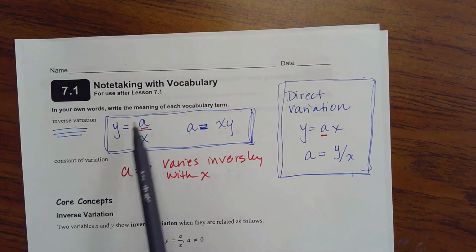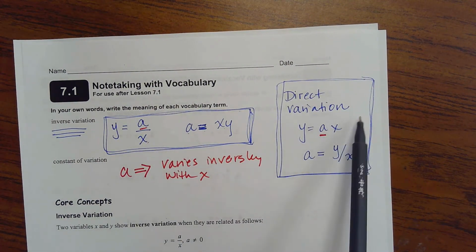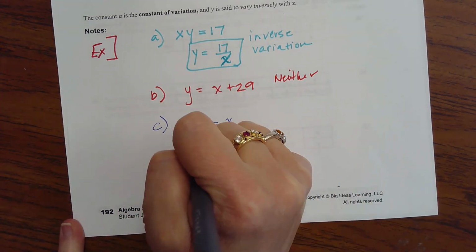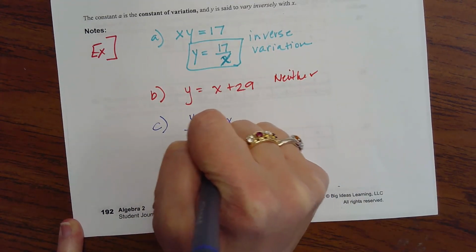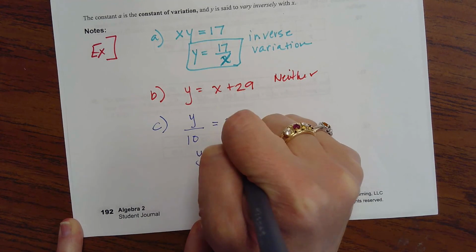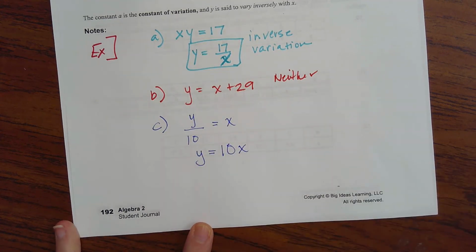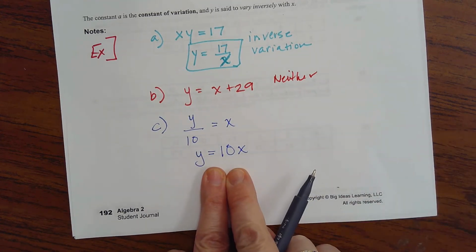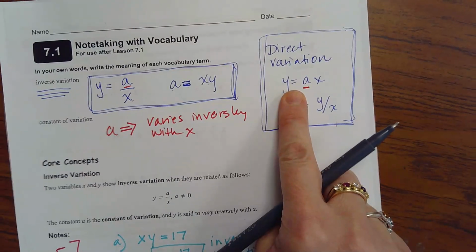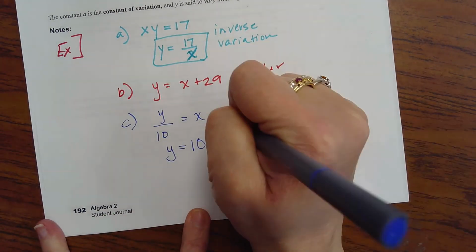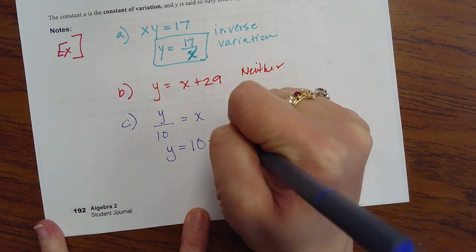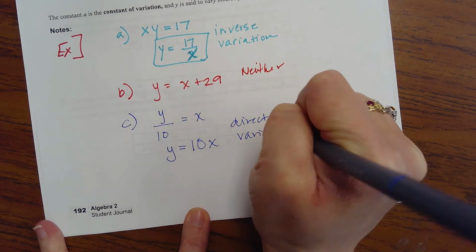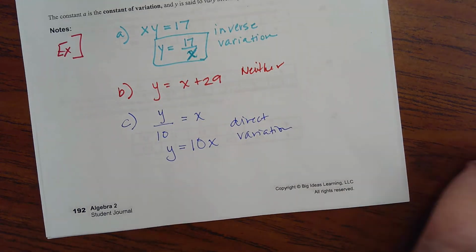A lot of times what I do is solve the equation for y to see what format it's in. For example, if I solved this equation for y, I would multiply both sides by 10. So I'd get y equals 10x. This is the scenario where you have y equals a constant times a variable x. So this is what we call direct variation, and this would be your equation for your direct variation.